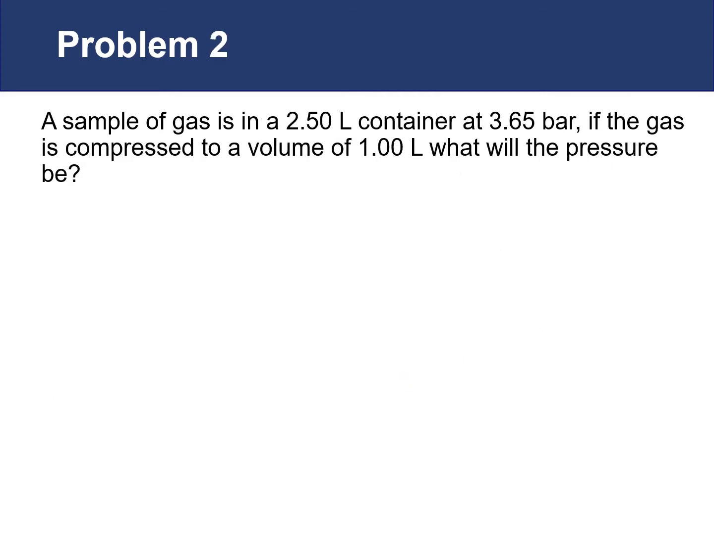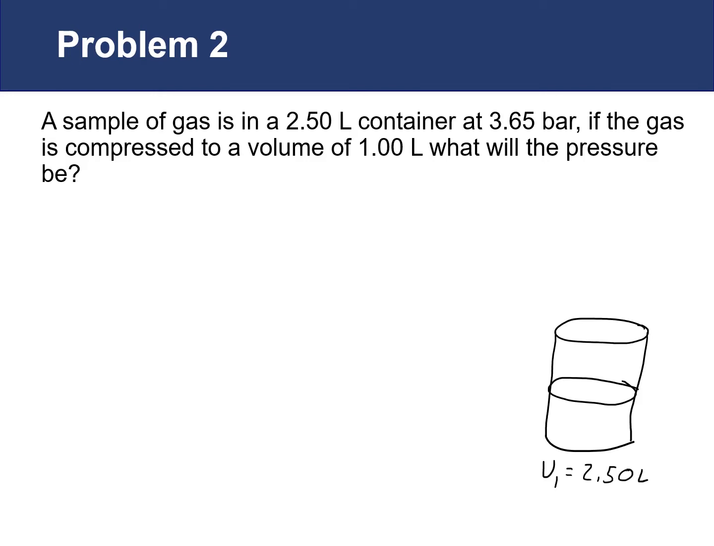Looking at another problem, let's say you have a sample of gas in a 2.5 liter container at 3.65 bar. If the gas is compressed to a volume of 1.00 liters, what will the pressure be? So again, to understand what we're working with, let's draw our piston setup. We have our piston. We have our initial volume. Our volume at location 1 is 2.50 liters. Our pressure at position 1 is 3.65 bar.